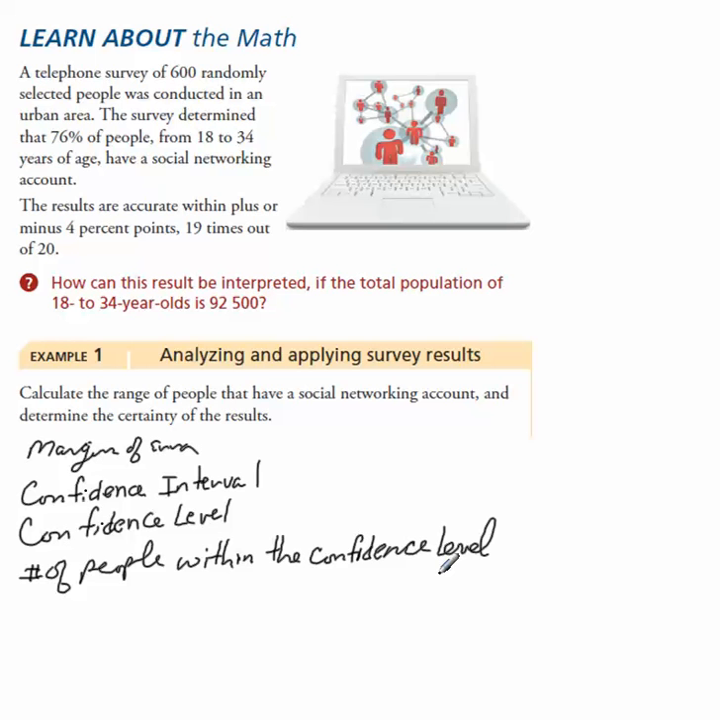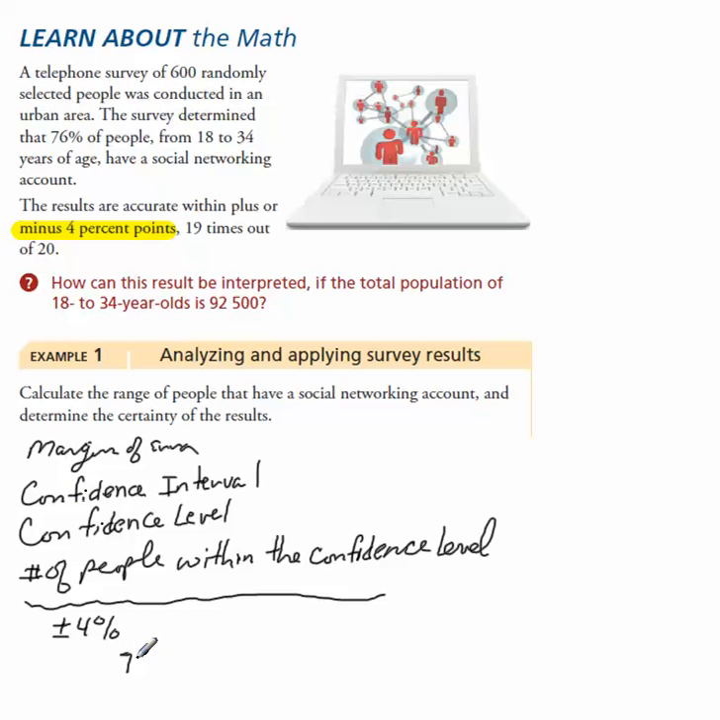Okay, first the margin of error. Look back to our question. We see that margin of error is plus or minus 4 percentage points. So right now, we know from that plus or minus 4 percentage points. From that, we can find the confidence interval.